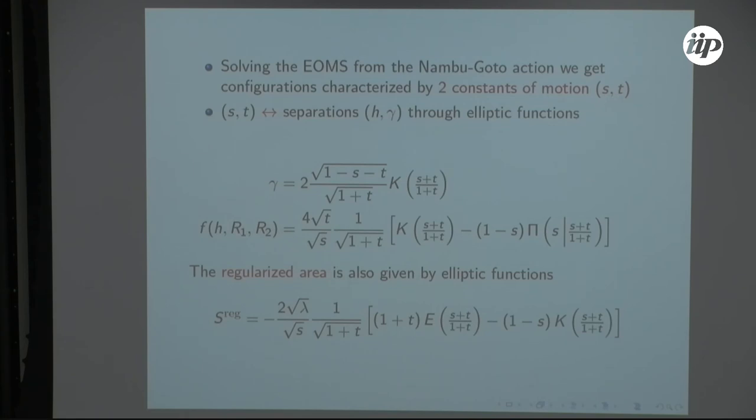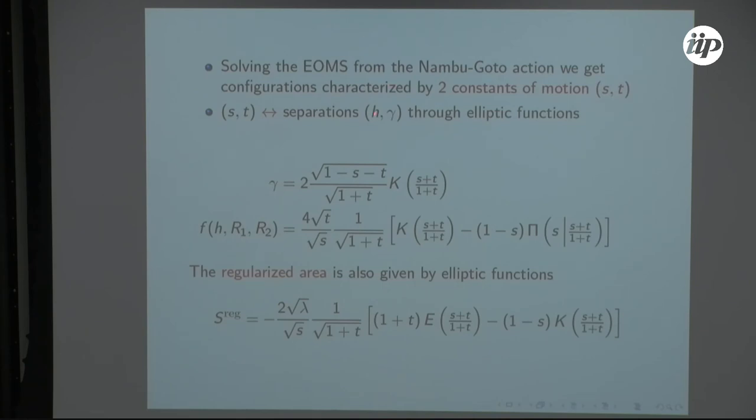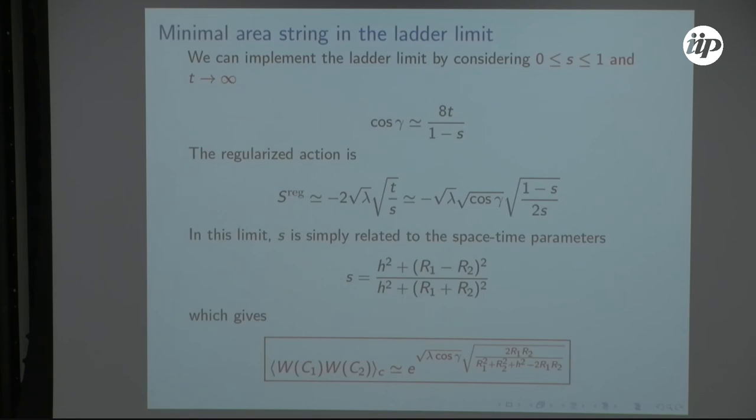So this is the exact area of this problem. The dependence on H and gamma is complicated and implicit, but we are interested in a limit in which cos gamma is very large. If you take these elliptic parameters s and t, with s between 0 and 1 and t going to infinity, cos gamma is just t over 1 minus s. This is a very large number, and when you go to this regime, the regularized area is simply the square root of t over s, but now instead of t you write it as cos gamma times this factor. Then you get this dependence on cos gamma and s, and s is related to the spatial parameters in this way. When you replace s by this, you get this expression, which is exactly what the Dyson equations predicted for this correlator.